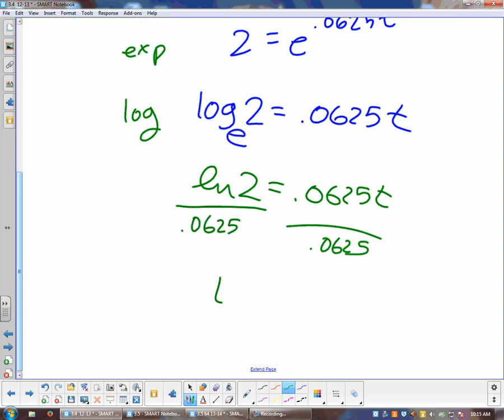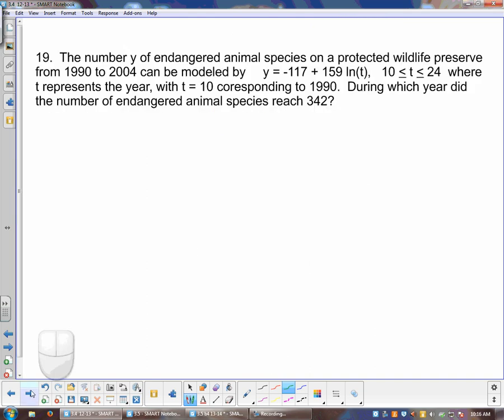All right, so t is approximately what? 11.1. So it's going to take you a little bit more than 11 years to double your money if your bank is paying you 6.25% interest compounded continuously. Questions on this? All right, was there another one? Yeah. All right, last one.